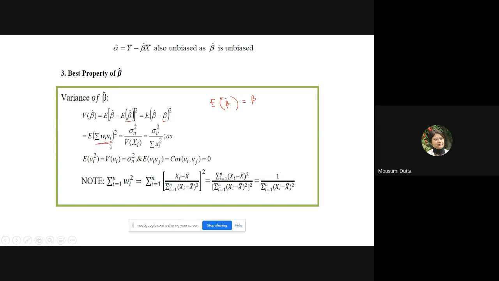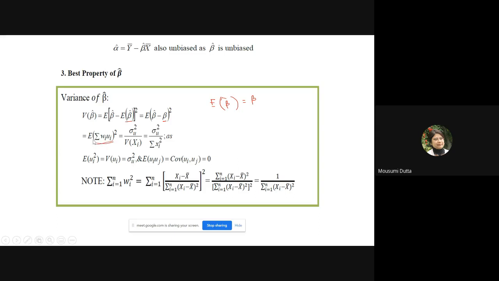Okay, everybody, is this part clear? How from expectation of beta hat minus beta whole square I'm coming to this? Is it clear to all of you? Yes, ma'am. Yes, sir. Okay, Shreya, roll number 4, is it okay? Yes, ma'am. Okay. Anyone else who has any problem regarding this thing? If you have any problem, please let me know. If required, I'll show you how I'm getting summation wi ui.